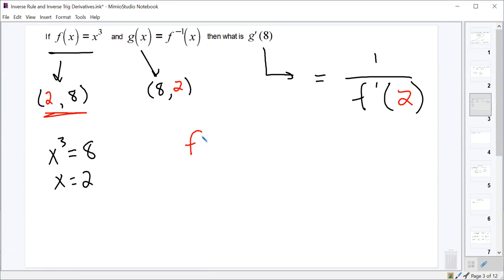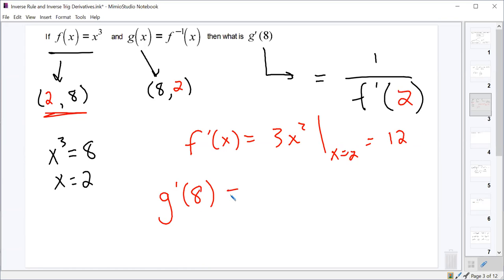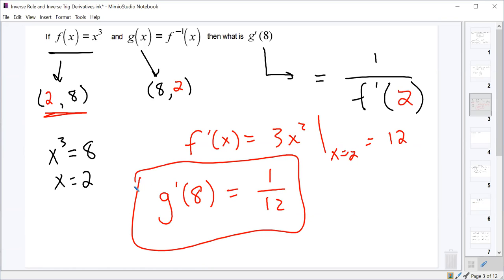And what's f prime of x? 3x squared. We evaluate that at x equals 2. What do we get? 12. And so g prime of 8 ought to equal 1/12. Right? 1 over f prime of 2. Everybody good with that? All right, cool.